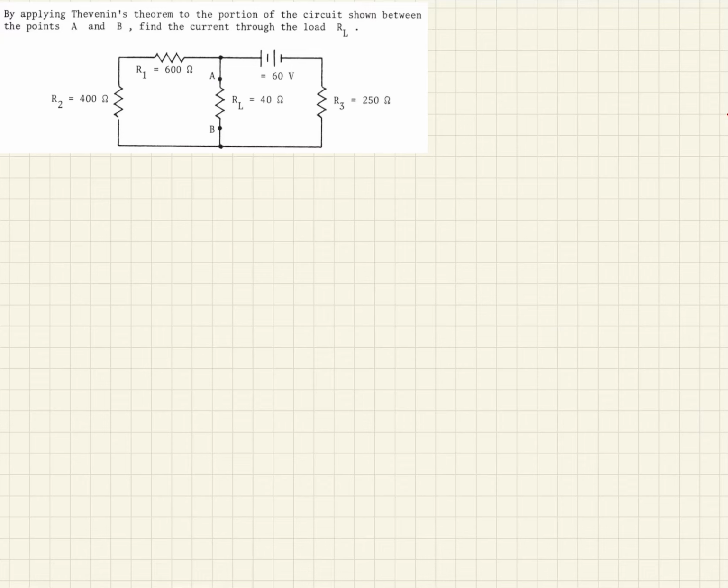So in this circuit that we're given, we see we have these terminals A and B. And so they're asking us to find the Thevenin equivalent for the circuit outside of that. So that's this part of the circuit here. And then they want us to use that Thevenin equivalent that we find to calculate what the current would be through this RL. So the current flowing through there.